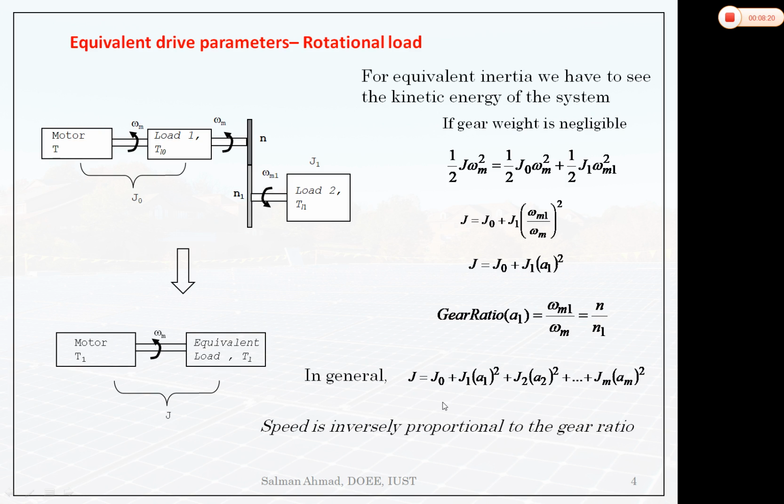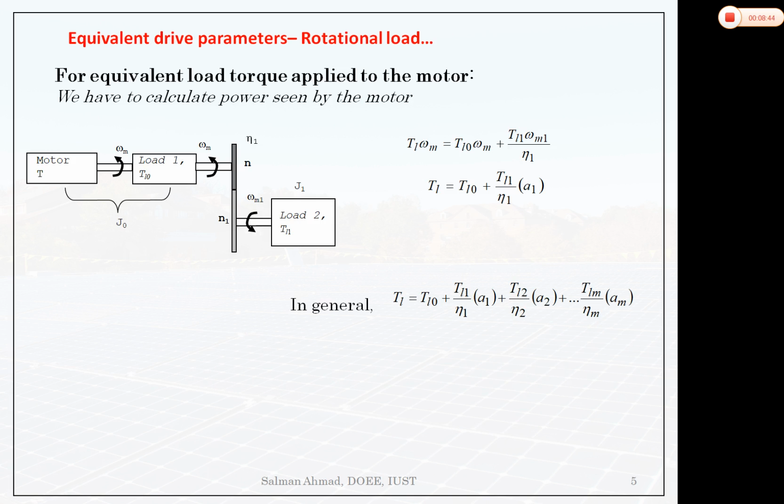In general, if there are m number of loads, with one load directly coupled to the motor, that inertia is directly added. Then other loads having gear ratios a1, a2 and so on are added like this. So this is for rotational load. We are not having any translational load here.